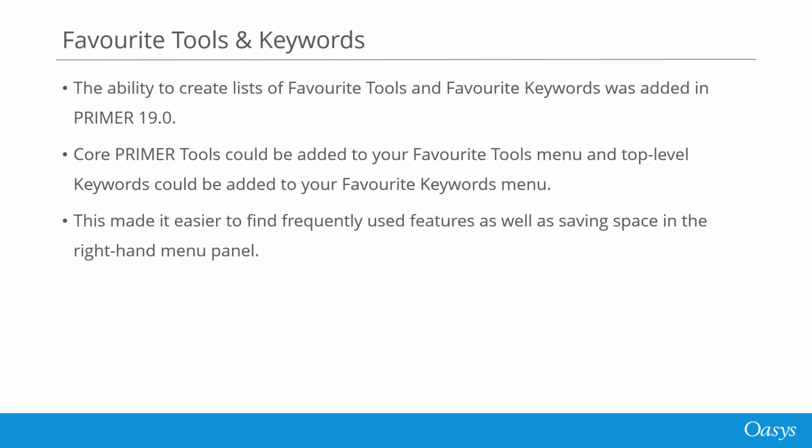In version 19 of Oasys Primer, we introduced a new Favorite Tools and Keywords feature, allowing you to populate your Favorites menu with the tools and features that you use regularly for ease of access. We have continued to enhance this feature with the latest version of Oasys Primer.